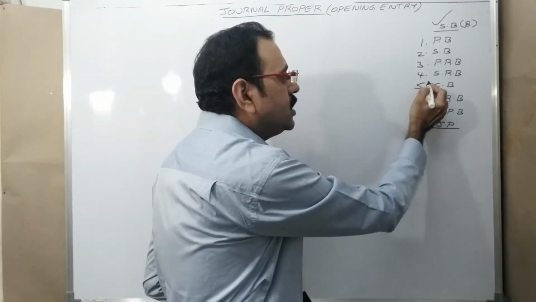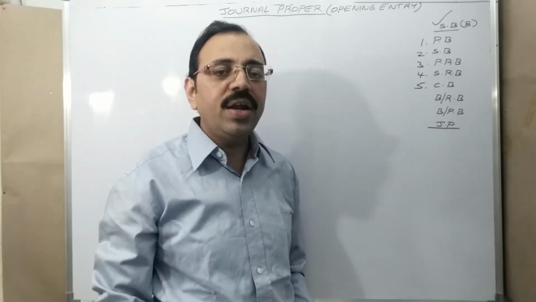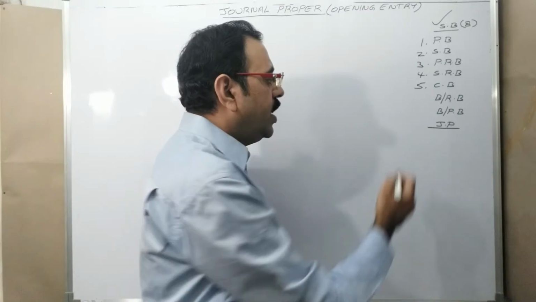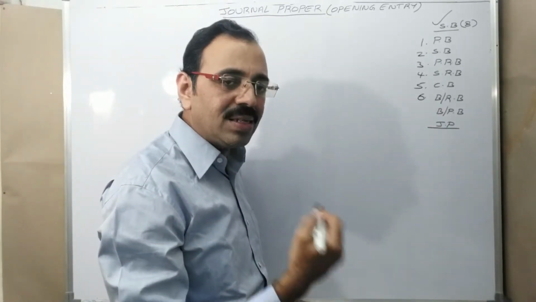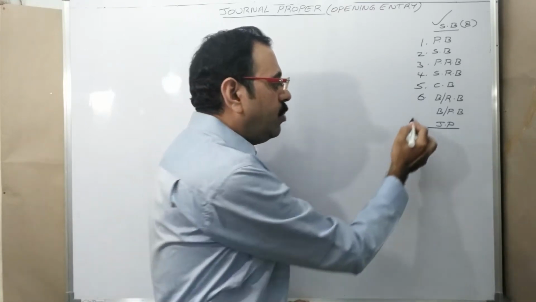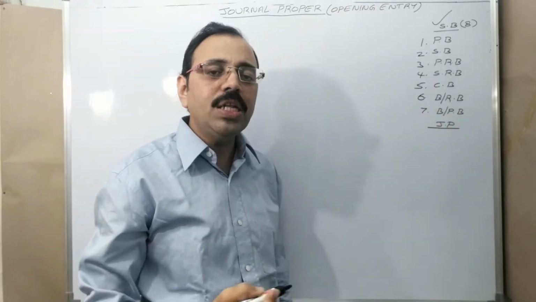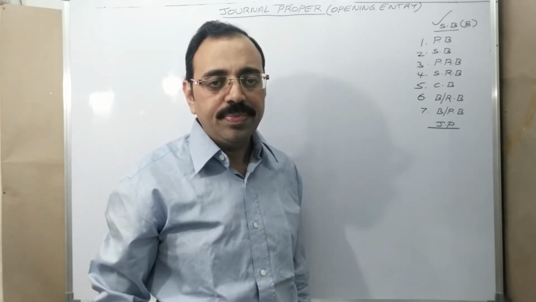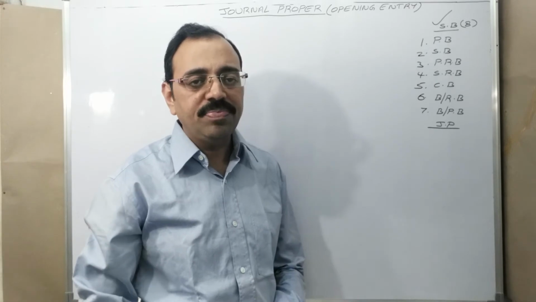And all cash transactions, cash receipts, cash payments, we enter in cash book. Then bills receivable transactions, we enter in bills receivable book. And bills payable related transactions, we record in bills payable book. So each book is meant for a particular transaction.